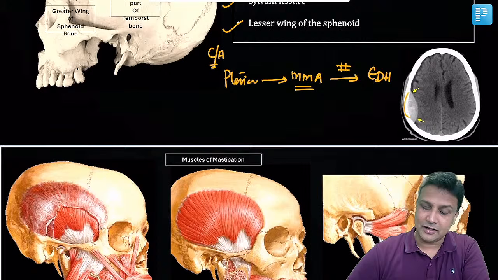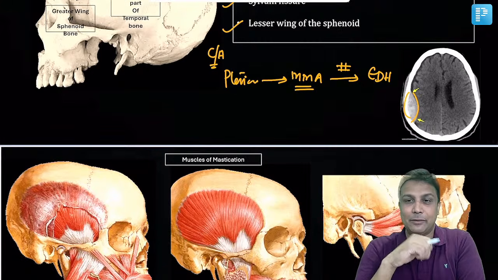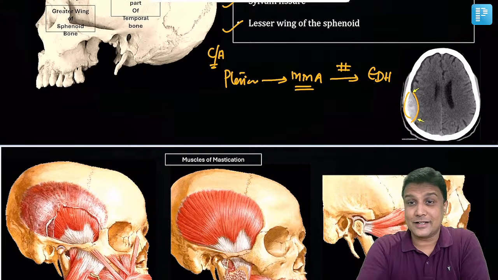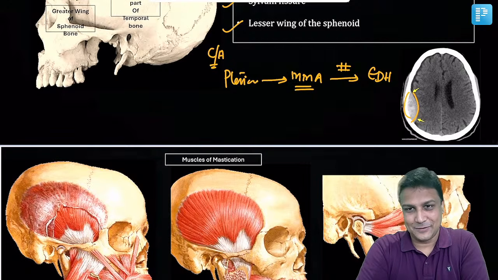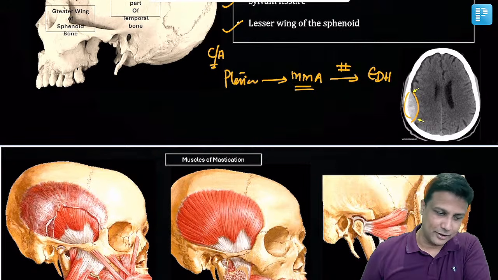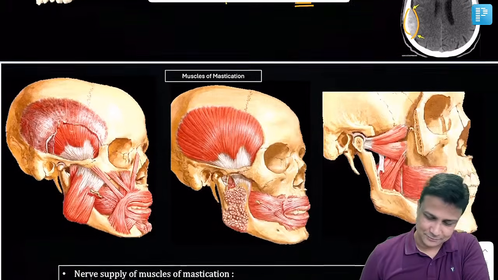And that you can very clearly see here, it is a convex shape, a biconvex shape hemorrhage, or we can also call it an idli shape hemorrhage. And in this, of course, the person will suffer with a lucid interval. Please remember all these points. Very much important topic. Pterion has been completed here, sir.